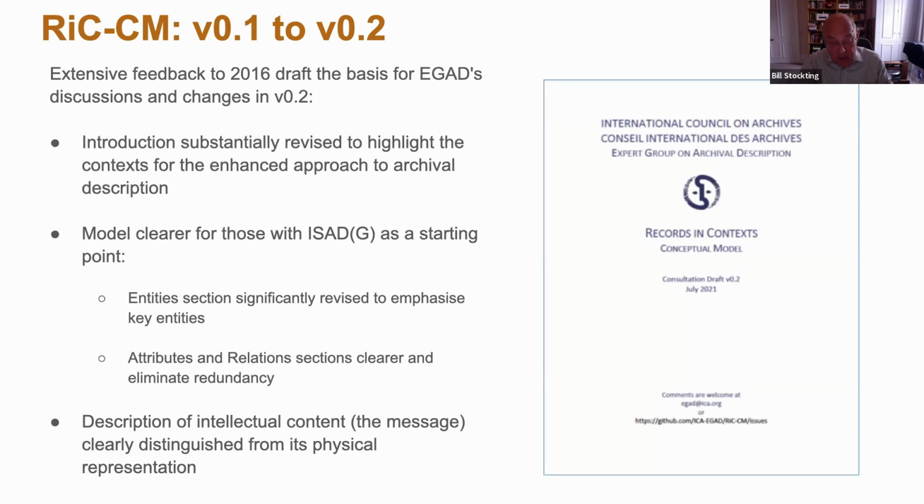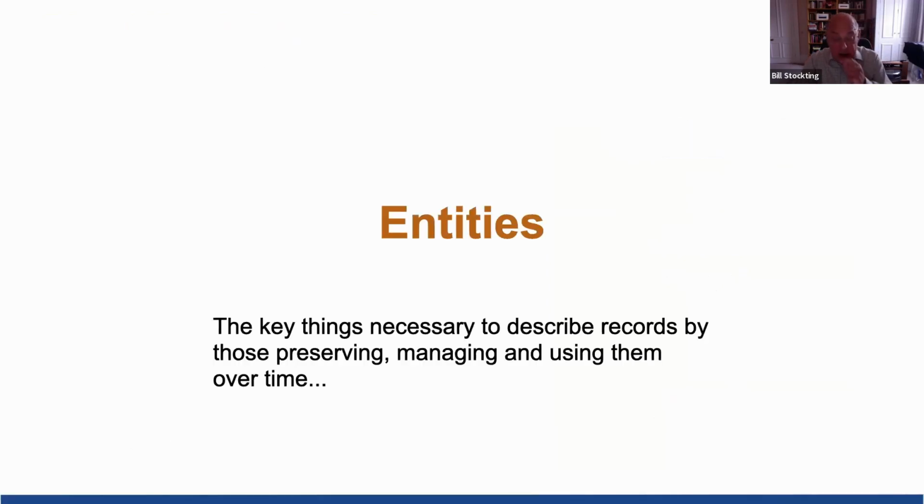As has been said, we are now analysing the great feedback to the second draft, and while there will be changes in version 1.0, we don't envisage they will affect the basic structure that I'm setting out here today. We'll begin then with a detailed look at the entities, which, as I've said, are the key things necessary to effectively describe records for the purpose of those who preserve, manage and use records over time.